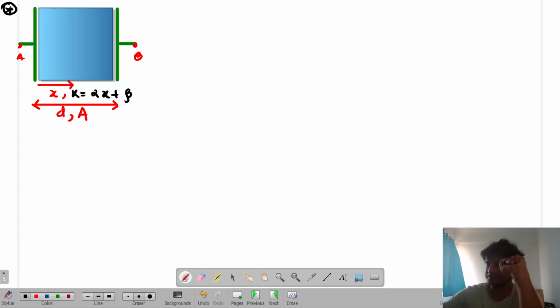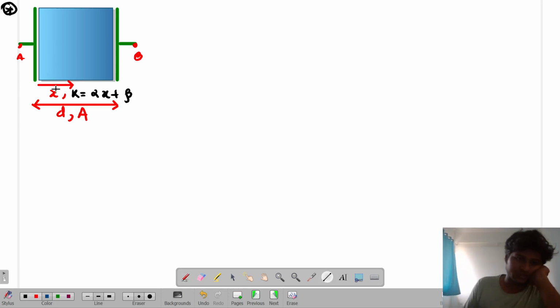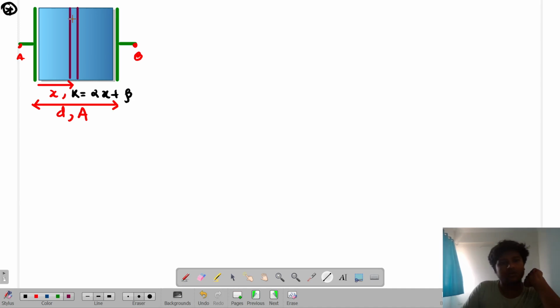Okay, let us see. So here, what will we have to do? Here K is varying with respect to length, isn't it? So I'll have to consider a very small strip of length dx, find its capacitance, and integrate over the whole region, because this K is not varying with respect to area, isn't it?